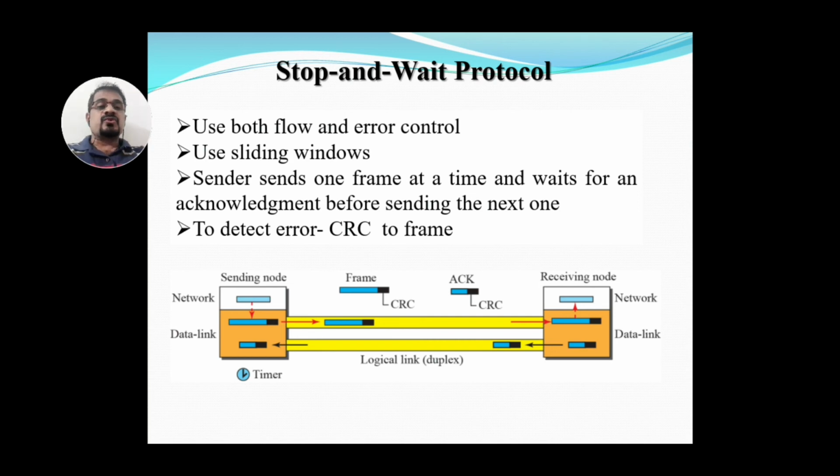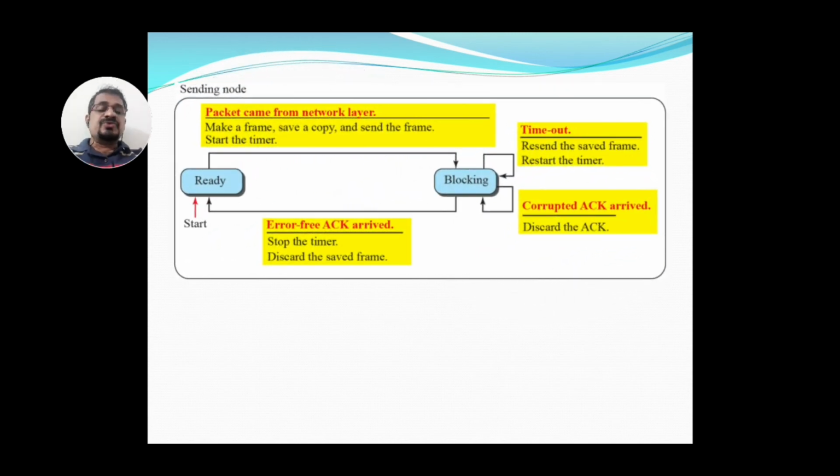In the receiving node, it has to do a process. Now let me explain what the use of that timer is and how the functions are used, with the help of finite state machine diagrams. So here you can see the sending node process. The packet comes from the network layer. Once the packet comes from the network layer, it makes a frame, and another process makes a copy of it, and then the frame is sent, and immediately the timer is started.